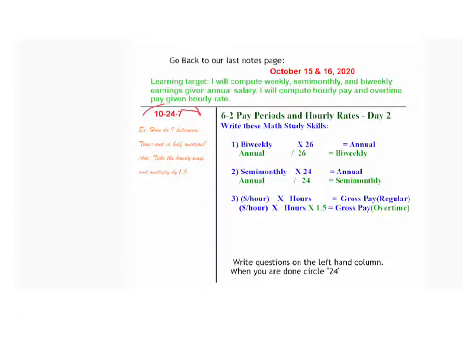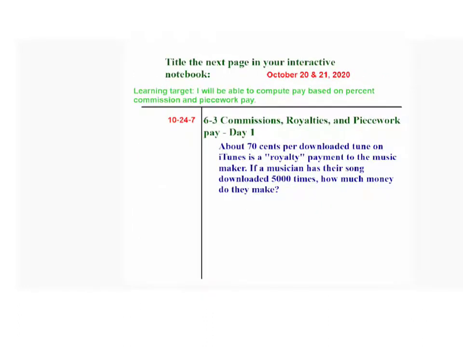Once you get a question down, whether it's your question or this question, please circle your 24. Hopefully your 10 is already circled. Remember, you can pause at any time. Title your next page as follows: 6-3, commissions, royalties, and piecework pay, day 1. And our learning target is I will be able to compute pay based on percent commission and piecework pay.